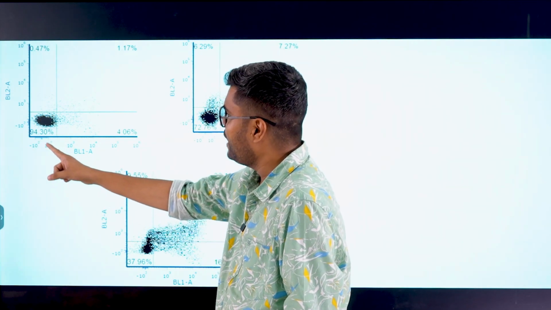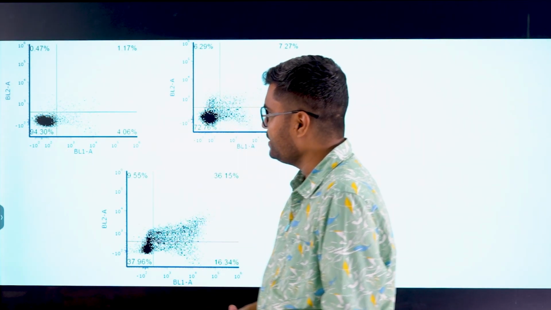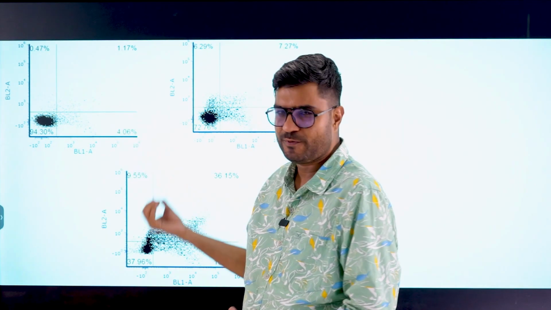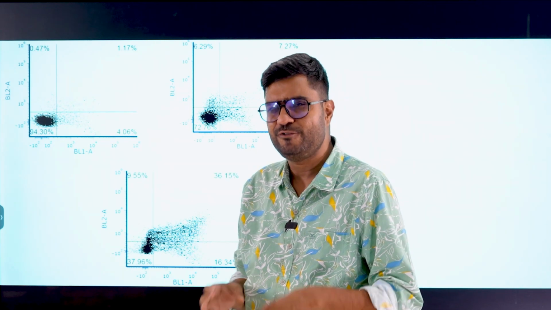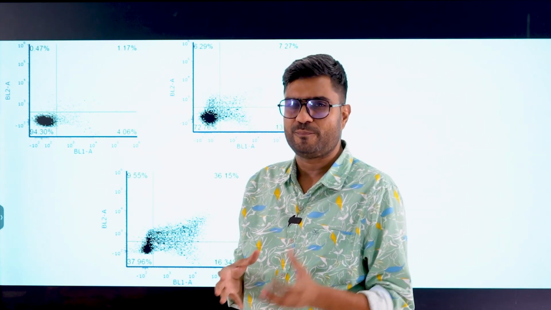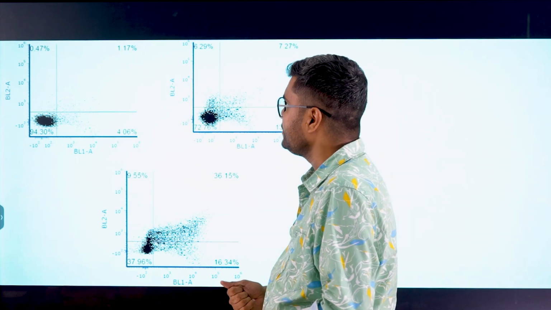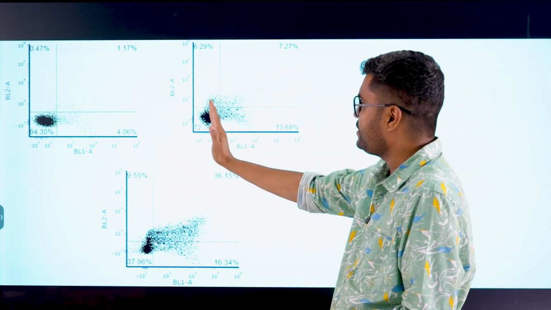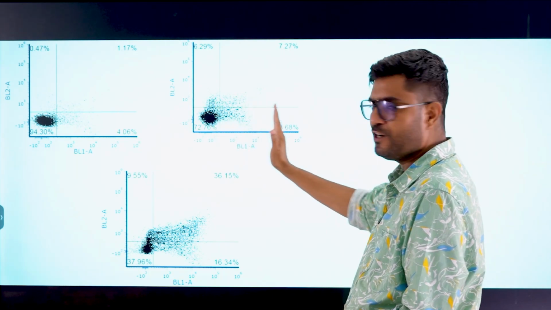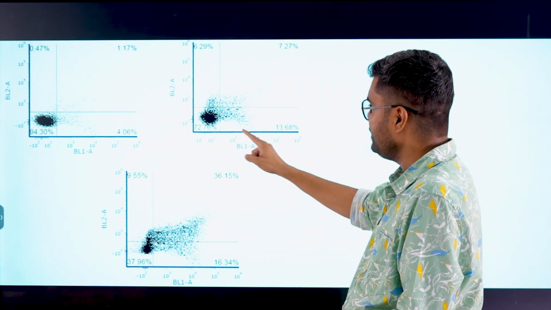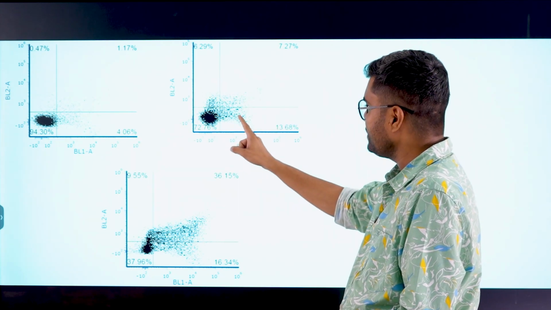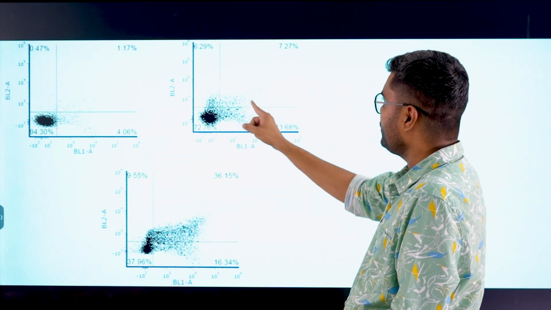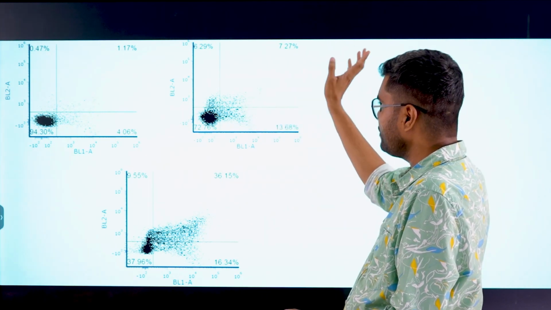You can see 94.30% cells are live cells. 4.06% have started the apoptosis without drug. It means even if you don't treat, because of your procedure, cells are going to die. So this is the lower concentration of drug. You can see that cells have started migrating into this part of the quadrant. These are Annexin positive cells. So these are early apoptotic cells, 13.68%. These are late apoptotic or dead cells, that is 7.27%.